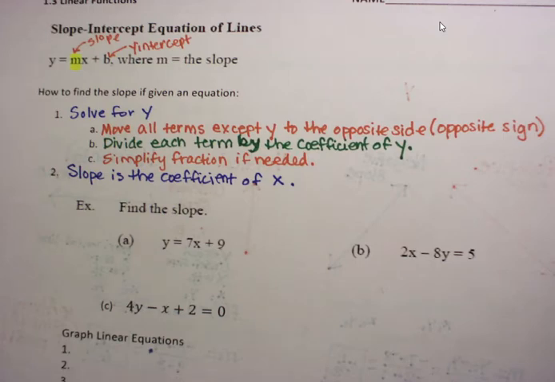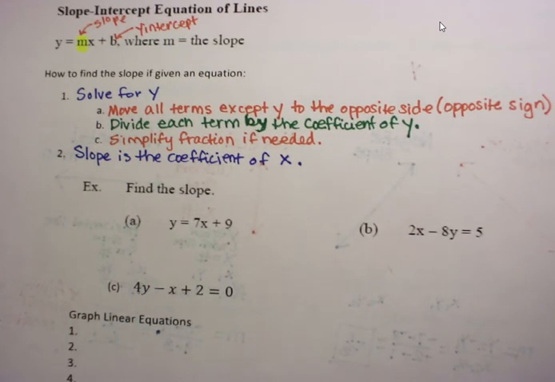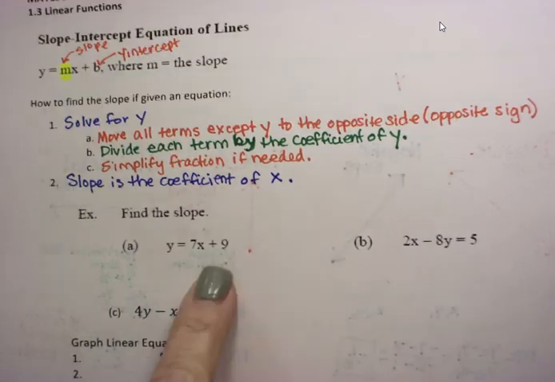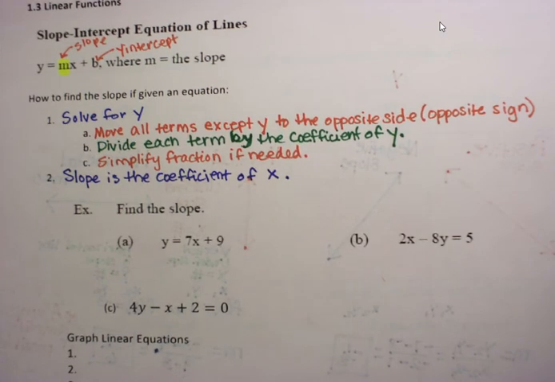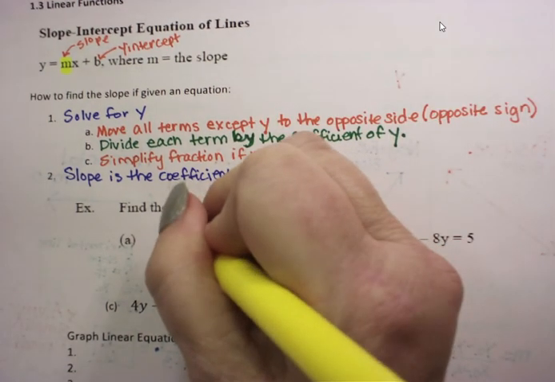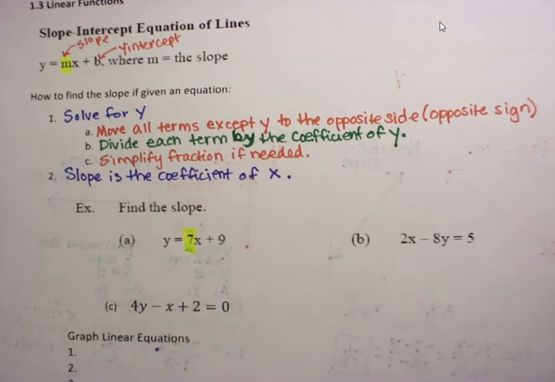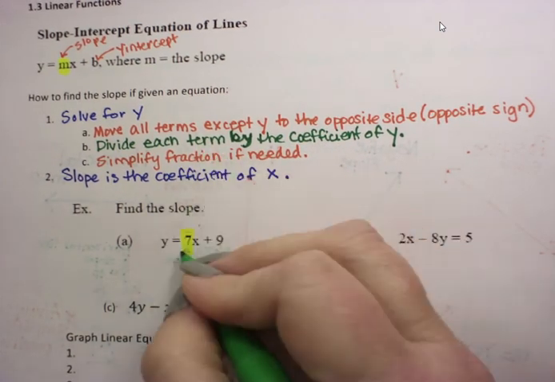Okay, so let's try some of these. All right, so for this first one, A, already in slope-intercept form. So when it asks you to find the slope, super simple. The slope is what we are multiplying by x. So right there it is. Your slope is 7.